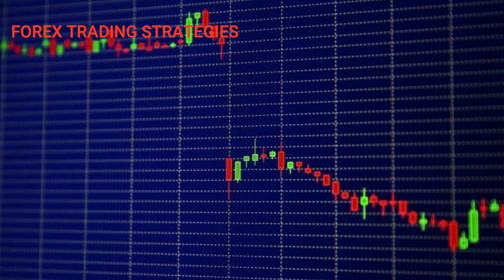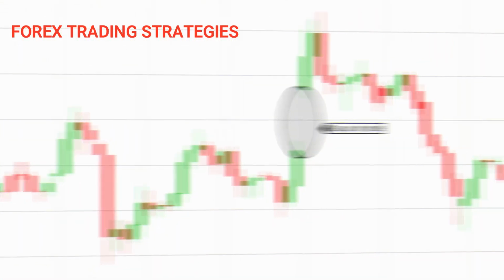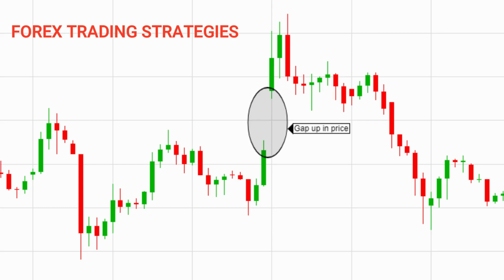Now, you might be wondering why gaps happen. Well, there are a few different reasons. One of the most common causes is a sudden change in market sentiment. For example, a positive economic report may cause investors to buy a currency, pushing its price higher and creating a gap. Or, on the other hand, a negative economic report may cause investors to sell, pushing the price lower and creating a gap. Another cause could be a major news event such as a natural disaster or political crisis, which can cause a gap to form as traders react to the news. Gaps are also a common occurrence on charts when the market reopens for a new week after the weekend break.